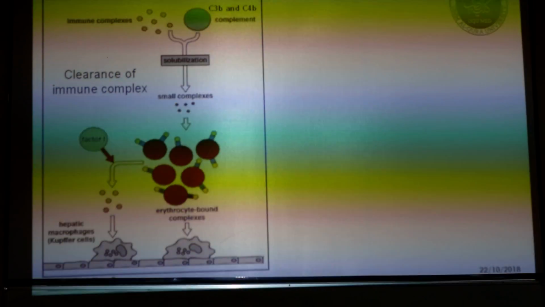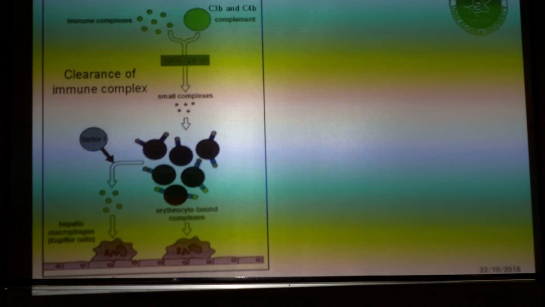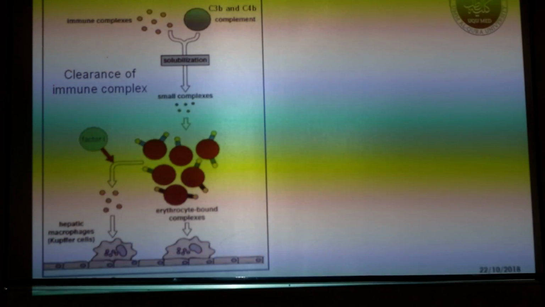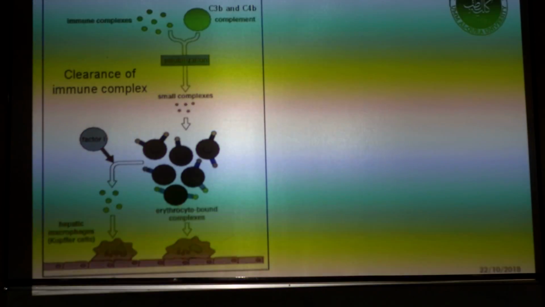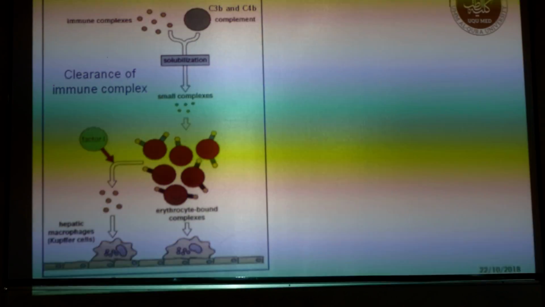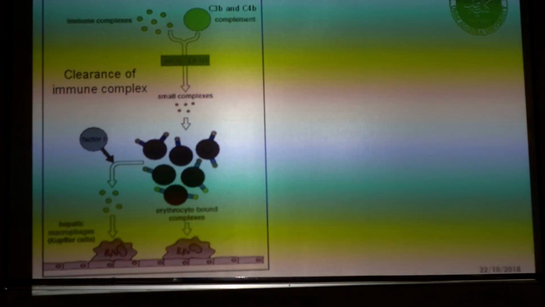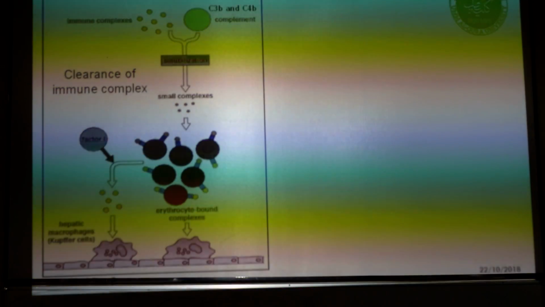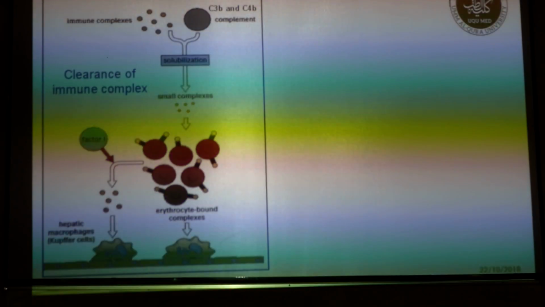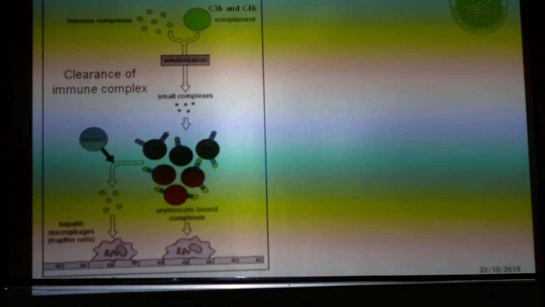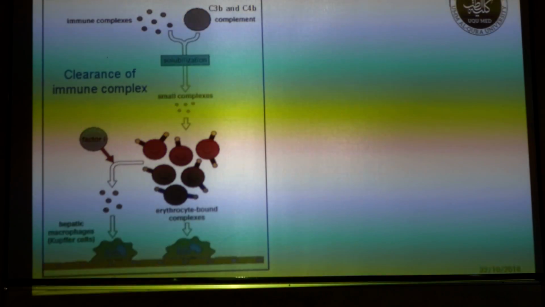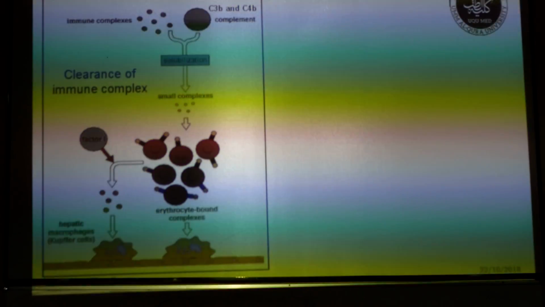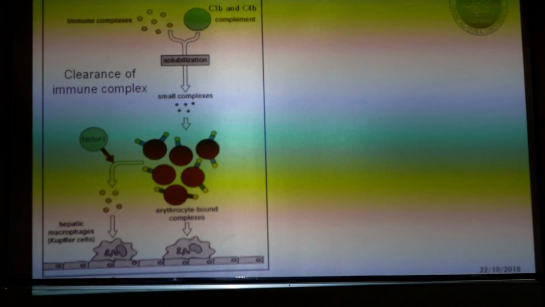That's number one. Number two, red blood cells have a complement receptor that will bind to these immune complexes, and then take them to the spleen or a lymph node, like a truck, like any vehicle, to transport them to the spleen so that they can be eaten up by the macrophages in the spleen and liver. So clearance of the immune complexes is a very important function of the complement proteins.